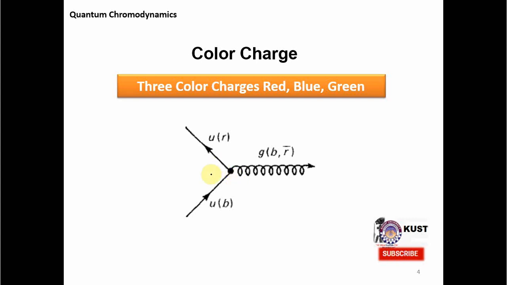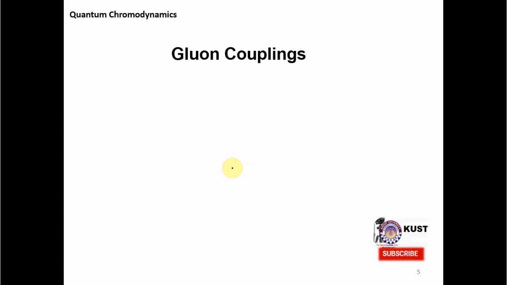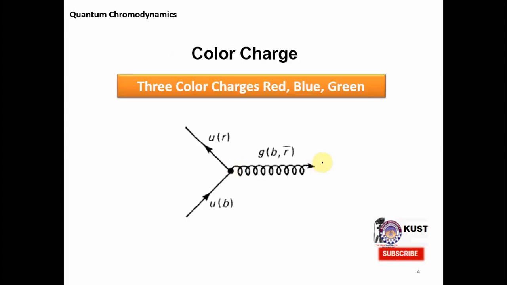So this will be the rule in quantum chromodynamics, that at every vertex we will have color conserved. We will be taking care of such processes where the color is conserved. Okay, after this, as now we know that gluons can carry color, it means that two gluons can also interact with each other.